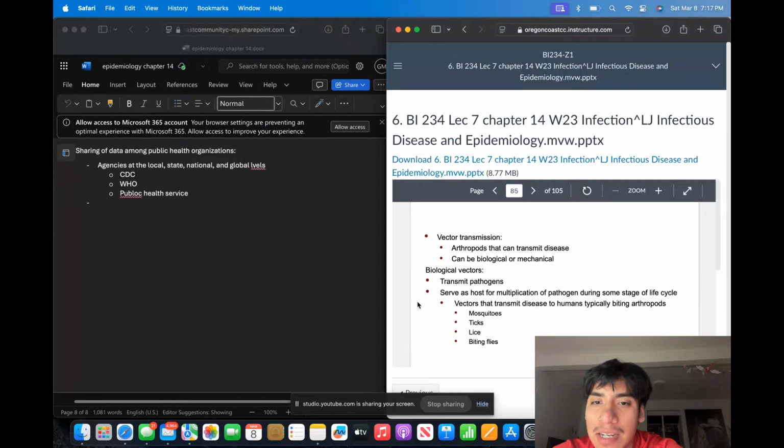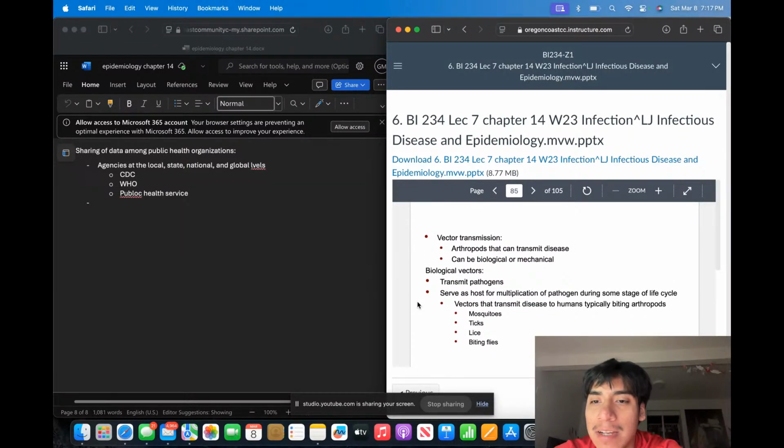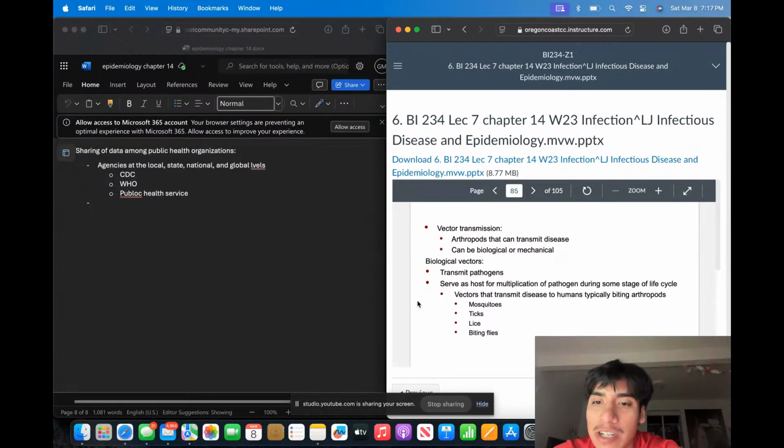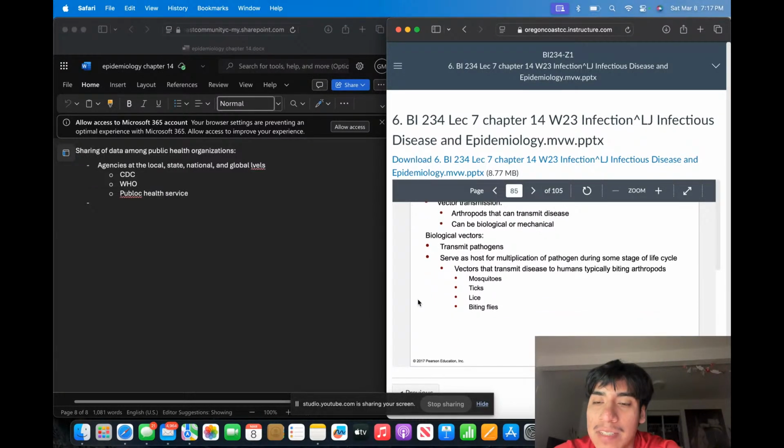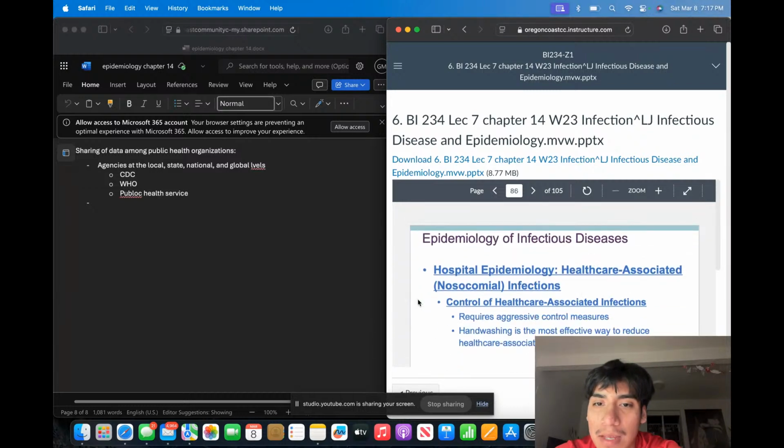Vector transmission. So arthropods can transmit disease. Biological vectors transmit pathogens, serve as hosts for multiplication. So this is kind of how we talked about how pathogens can't really live outside of the human body for too long. So they kind of need a reservoir to hang out at and grow. Vectors that transmit diseases are typically biting arthropods. So mosquitoes, ticks, lice, and biting flies. I wonder why it's specifically arthropods.